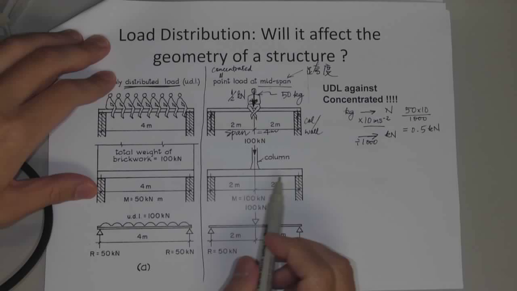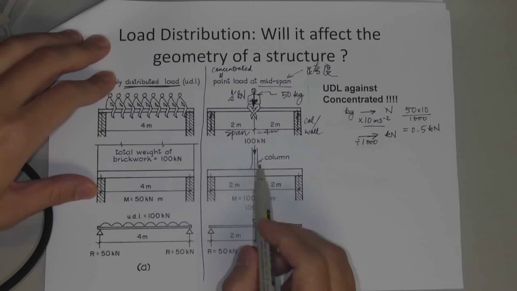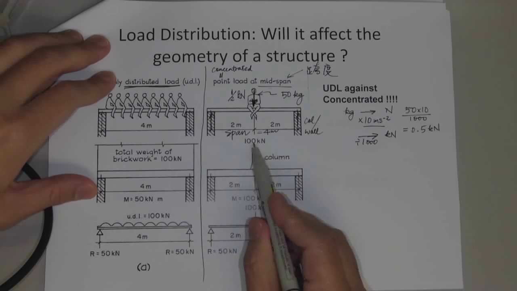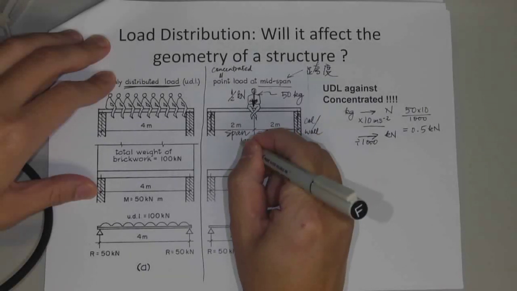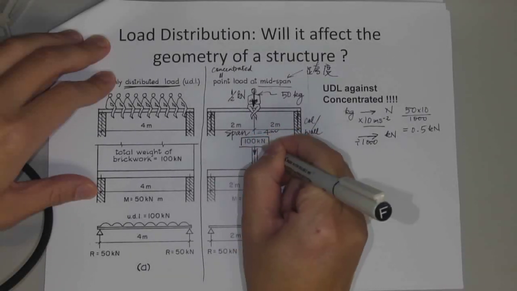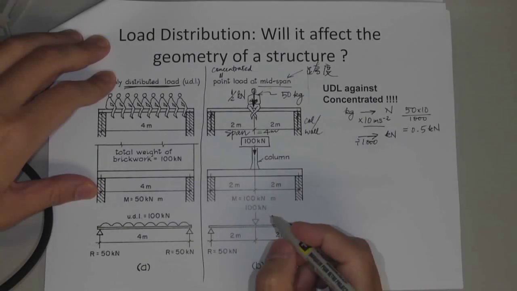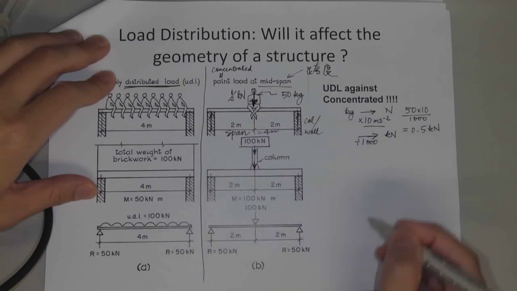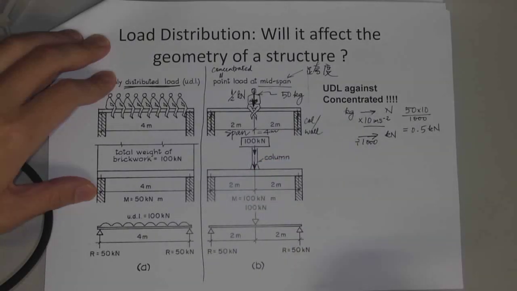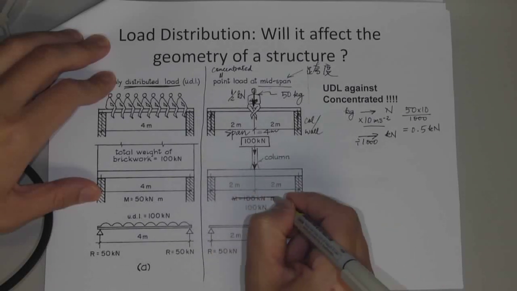On the second diagram on the right, the same beam, at the center, you got a column. Sometimes the beam is supporting the column above, and you got some loading coming from above floors, which is 100 kilonewton here. So that again is a concentrated load, or sometimes called point load, acting right at the center. Delete this line here.